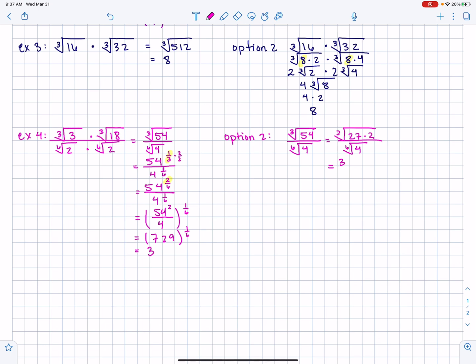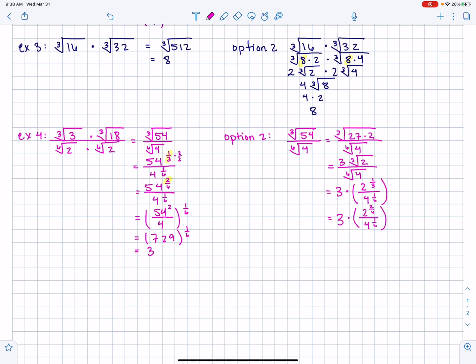So we have 3 cube root of 2 over 6th root of 4. And once again, I'm going to switch these into exponents. I'm going to keep the 3 out here. So I'm going to say 3 times 2 to the 1/3 over 4 to the 1/6. And once again, I'm going to write that exponent on the top as 2 to the power of 2 over 6 over 4 to the 1/6.